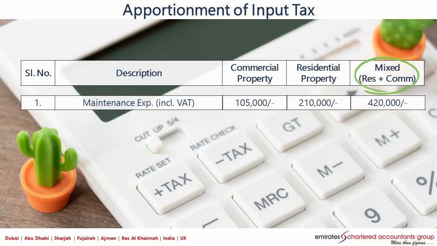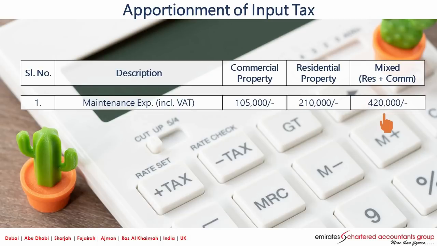See the third column, that is mixed supply, residential plus commercial. To the extent of 420,000, we are not able to segregate. That means we are not able to segregate between commercial property and residential property, so it is called mixed supply. So in this example, 105,000 is identified as commercial property related, 210,000 is identified as residential property, and 420,000 is mixed, we are not able to identify.